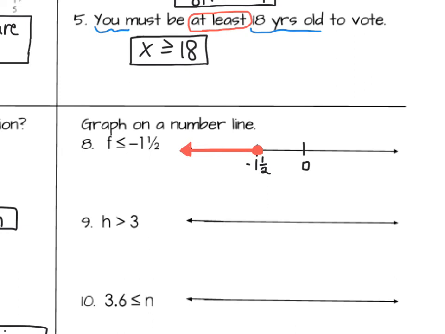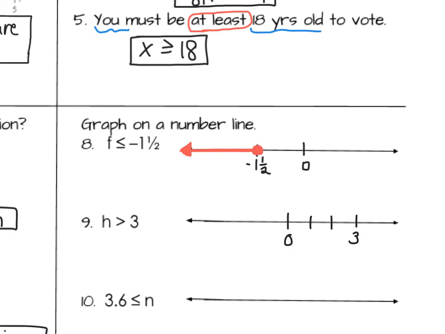Let's look at number 9. On number 9, it says h is greater than 3. So we're going to just kind of estimate where h would be. Well, 3 we'll say is over here. Okay. And then 0 would be to the left of 3. We'll say 0 here. Okay. You could put tick marks for 1 and 2, but you don't have to label them.